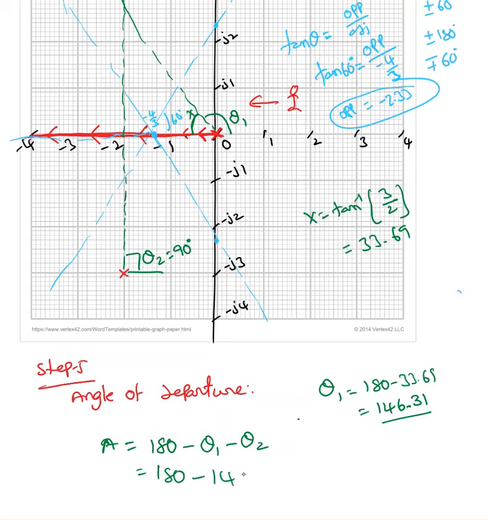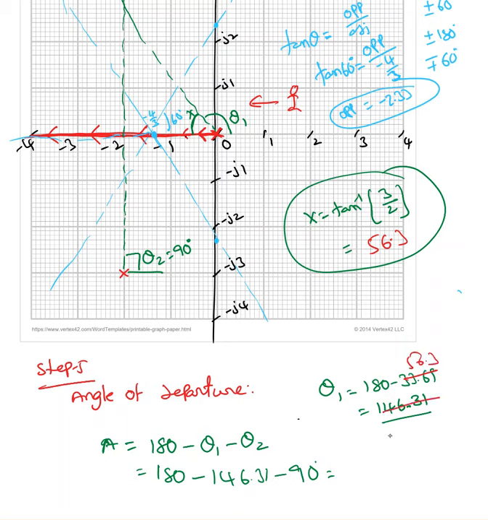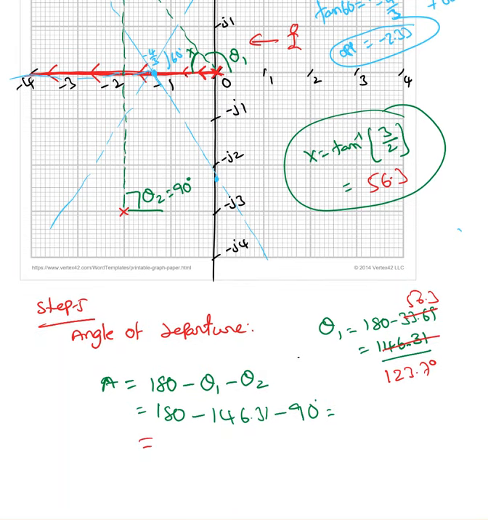180 minus 146.31 minus 90, that equals, looks like I made a mistake here. Finding the x value, tan inverse of 3 by 2, I have this value as 56.3. Made a mistake, this is 56.3, so this value here is 123.7. So the final value I have is A equal to negative 33.7. So the angle of departure is negative 33.7.